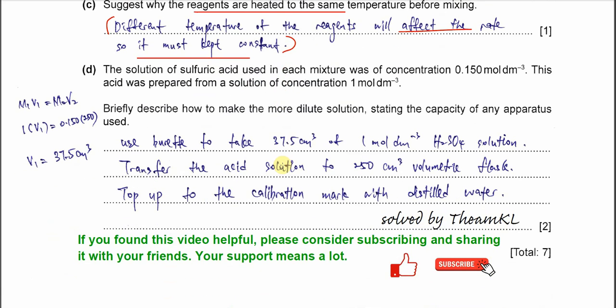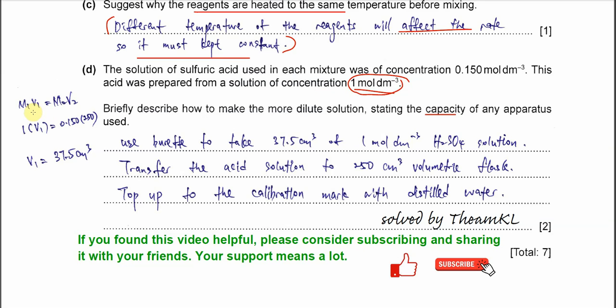For part D, this is dilution. How are we going to make the more dilute solution? Now, the solution of sulfuric acid used in each mixture was 0.15 mole per dm3. This acid was prepared from a solution of concentration 1 mole per dm3. Describe how you make the more dilute solution, stating the capacity of any apparatus used. First, you need to calculate the volume of the 1 mole per dm3 solution. What is the volume step we need to take?